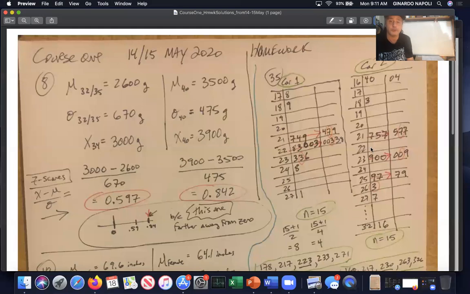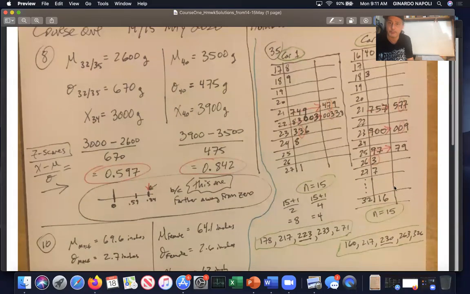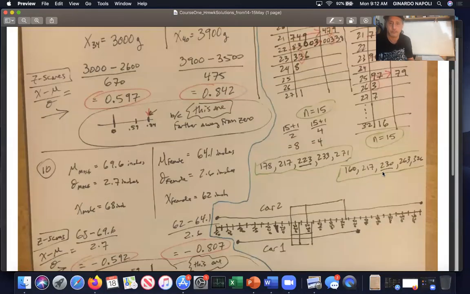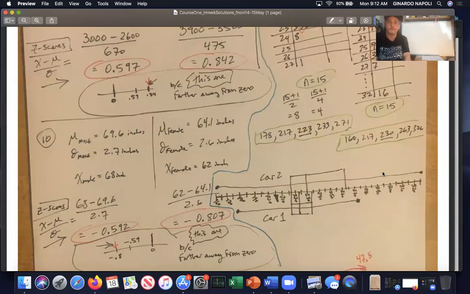So again, when you do the lower quartile, you count from the lower end. So you're counting starting with 160. When you do the upper quartile, you count from the upper end, so you're starting to count from 326. And then the median, it doesn't matter, because if you count from the lower end or the upper end, you should still find the same middle. Right, and here's your box and whiskers.